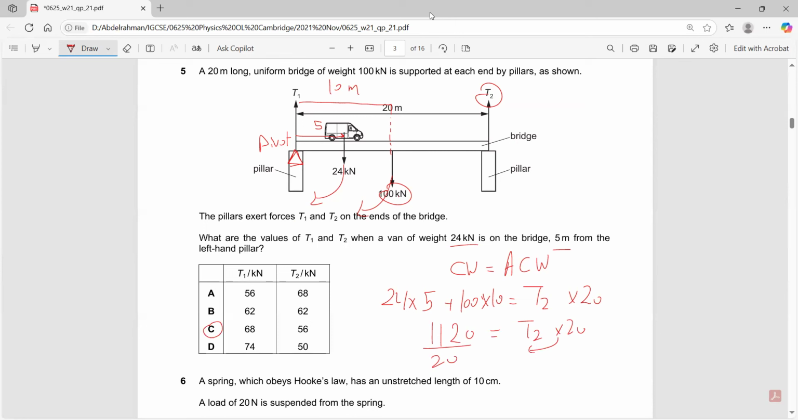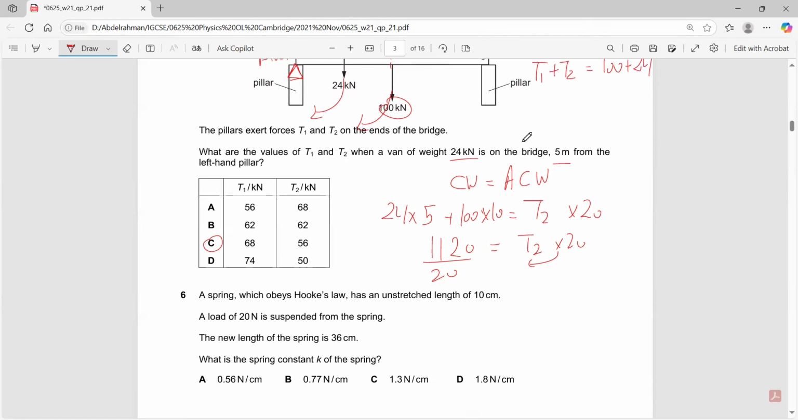If you solve for T1, can I solve for T1 in this question? Yes, I can solve for this T1. You'd say that the upward force is equal to the downward force. Okay, if you had, for example, more than one answer with 56, you'd say upward forces equal to the downward forces, in which T1 plus T2 would be equal to 100 plus 24.